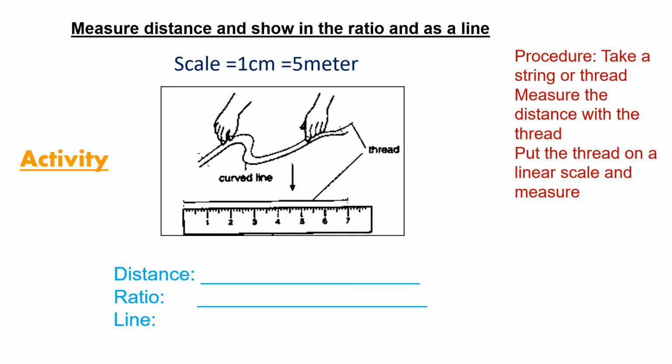Now the activity: measure distance and show it in the ratio and as a line. A curved line is given. You have to measure the distance of the curved line. So the procedure is given. Take a string or thread, measure the distance with the thread, and put the thread on a linear scale and measure.